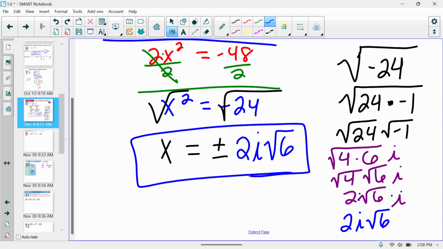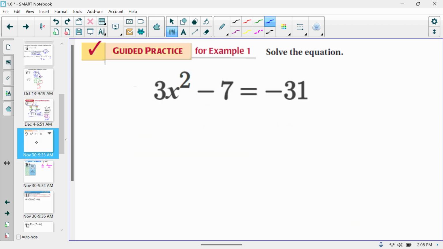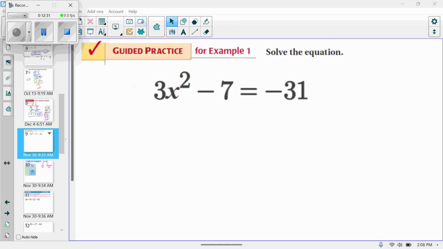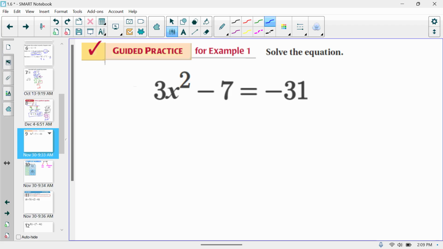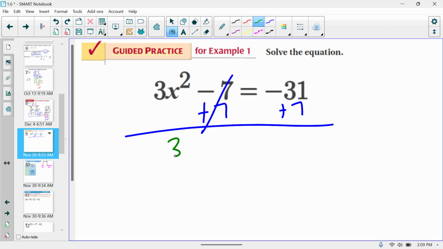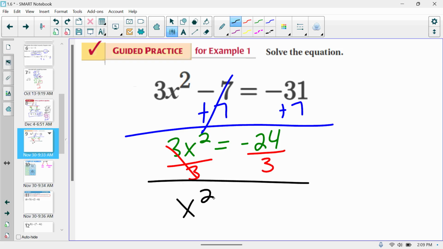We're going to try another one that's like the exact same steps. So hopefully you took good notes on this one because I'm going to give you a chance to try this one on your own now. So first thing we would want to do is add 7 to both sides because negative 7 plus 7 is 0, right? Negative 31 plus 7 is going to give us negative 24. Then we want to divide by 3 because 3 divided by 3 gives us 1x squared, right? Negative 24 divided by 3, negative 8.